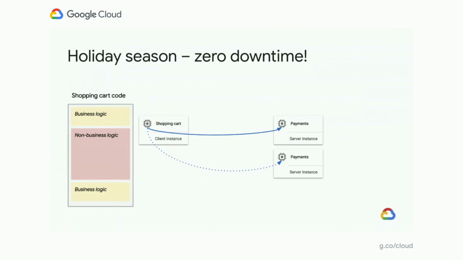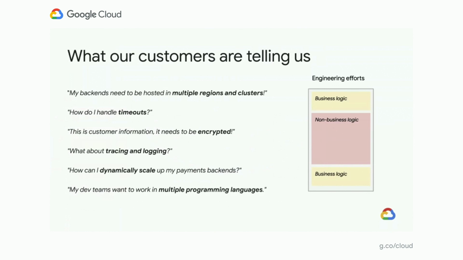And the examples I just showed you are pretty straightforward, ones that a lot of customers might face. Well, I talk to customers who ask for all kinds of things that I would put in the non-business logic category. My customers have requirements like I have payments backends or other backends in multiple regions and clusters. I need to be able to gracefully handle timeouts. I might be handling private information. It needs to be encrypted.